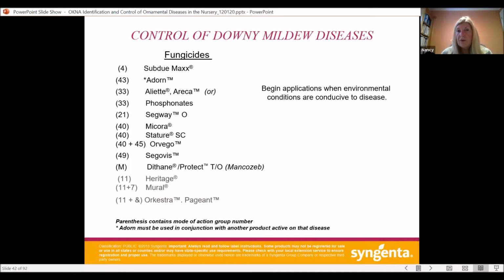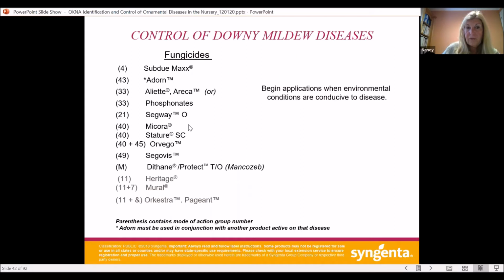So your tools for controlling downy mildew are really many. There's a lot of good products that are available for controlling downy mildew, many of them providing systemic activity like Subdue and Adorn. Both very strong, can be applied as a spray or as a drench. You've got the FRAC group 33, the phosphites and phosphonates here that also work well and can be incorporated into rotation. Segway as a spray has activity on downy mildew, but not as a drench. So that could be incorporated into a spray program.